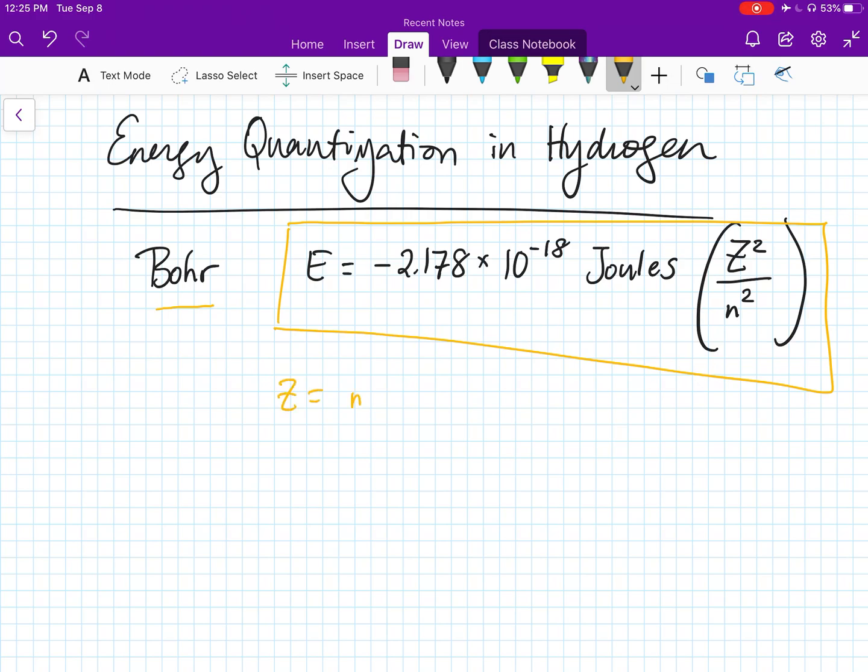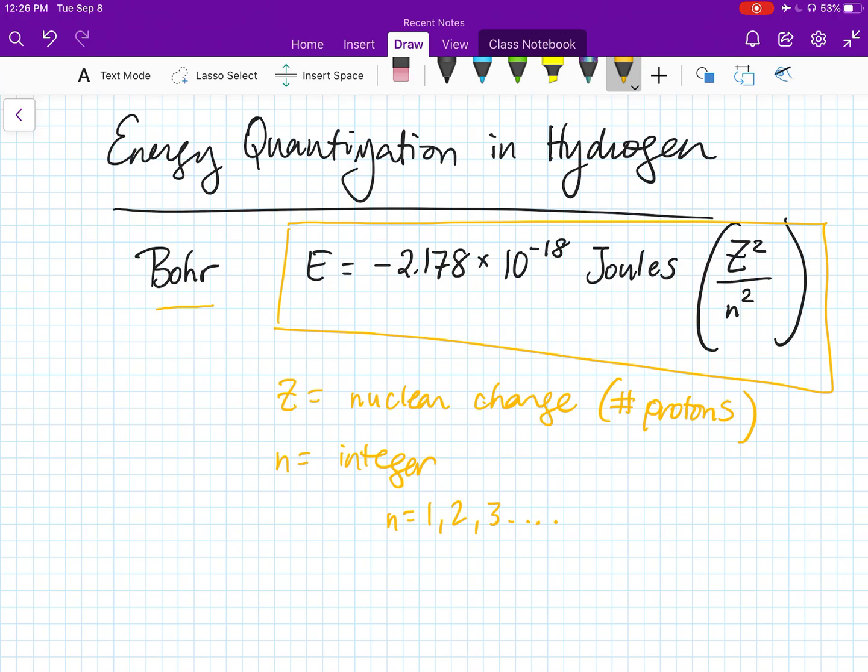So Z is the nuclear charge, the atomic number, which you will recall from chapter 1 is the number of protons. N is just a whole number that indicates relative radius from the nucleus. The higher the n, the further from the nucleus. So n equals 1, 2, 3, etc., all the way up to infinity, going in whole numbers.